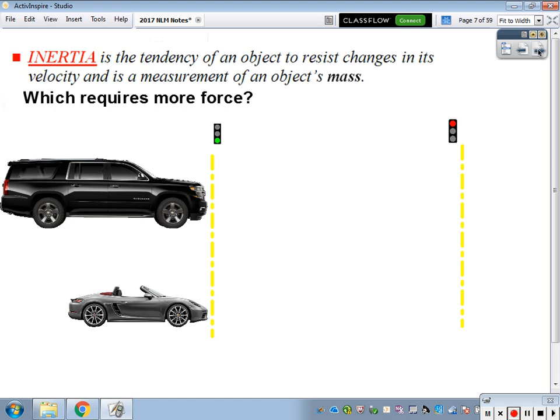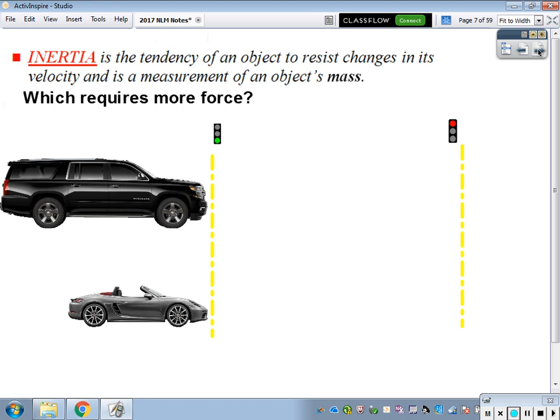Now, in the same regard, let's say those two vehicles are going at the same speed, and they're approaching a stoplight. Which one is going to require more force to stop? The Suburban is also going to require more force to stop because it has more inertia. Once it's up and going, it is going to require a lot more force to bring that to rest. So understand that not just with vehicles, but with any object, an object that has more mass is going to want to resist changing its rest, or an object that is moving will want to continue in motion at a constant velocity.